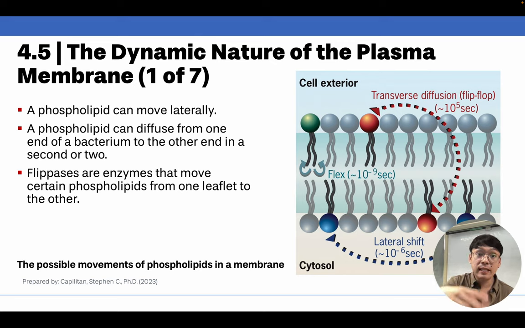Also, with the dynamic nature of your cell membrane, lipids can move laterally. A phospholipid can diffuse from one end of a bacterium to the other end in a second or two. Flippases are the enzymes that move certain phospholipids from one leaflet to the other. It could be a lateral shift, a flexing individual, or a transverse diffusion. We call it the flip-flop. These are the possible movements of phospholipids in your cell membrane.